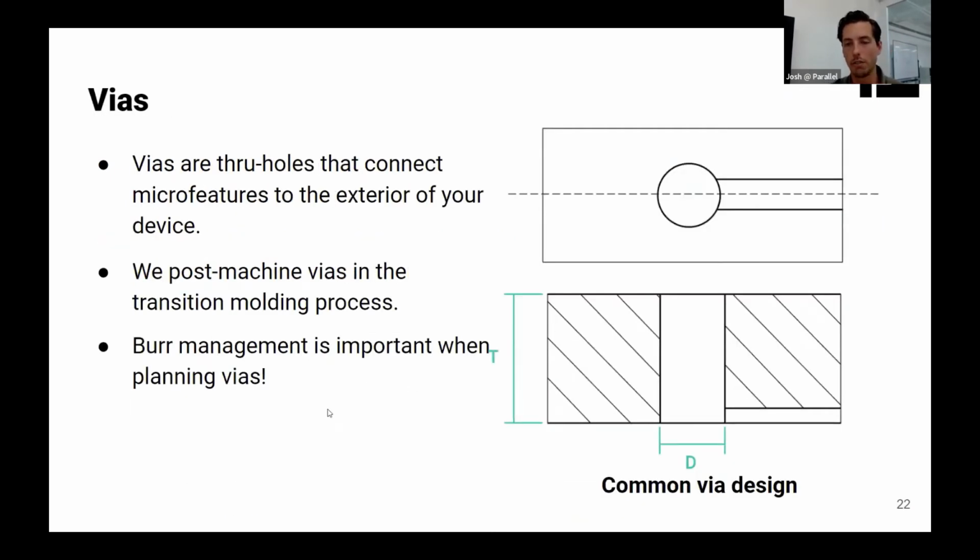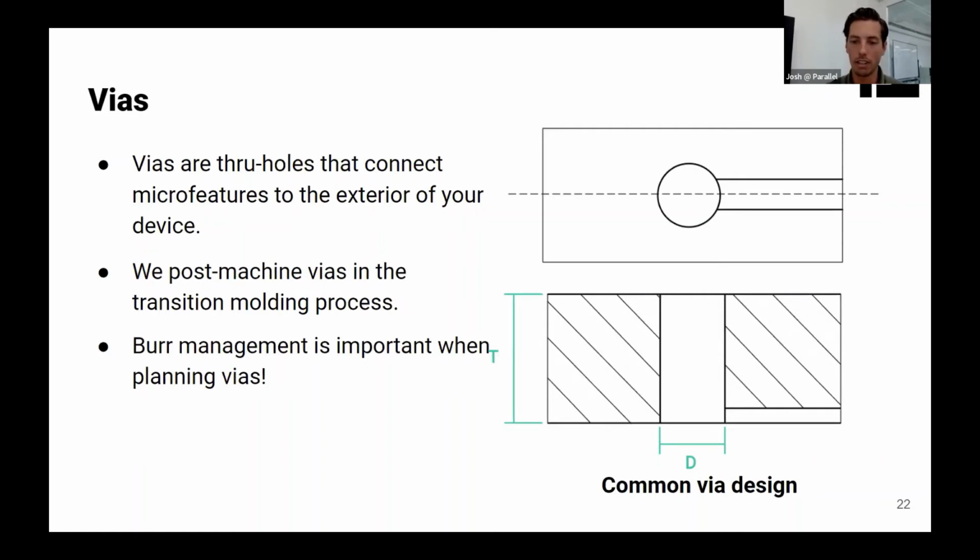Onto vias. Vias are what we call through holes that connect the top surface of your device down to the microfeatures on the bottom. One thing that's important to note is that here at Parallel, with our transition molding process, we are post-machining the vias. So we're using a CNC machine after the fact to either drill or mill the vias through your part. Since that's the case, it's really important to think about burrs in that process. Just the nature of machining plastics in general, you constantly need to be thinking about burrs and where they are going to end up and how to prevent them.